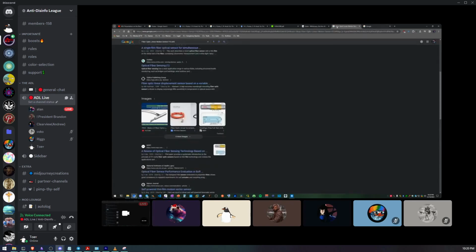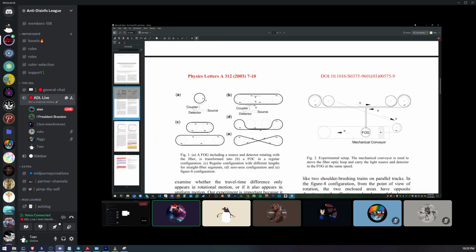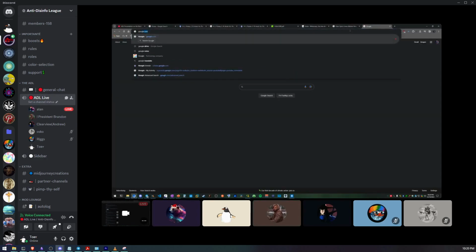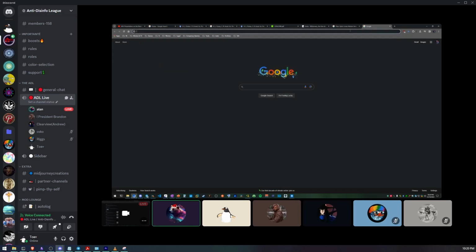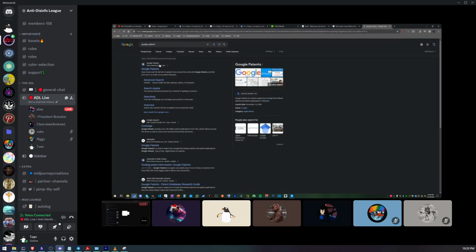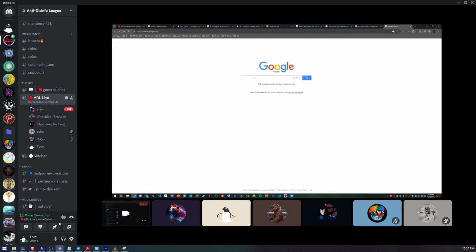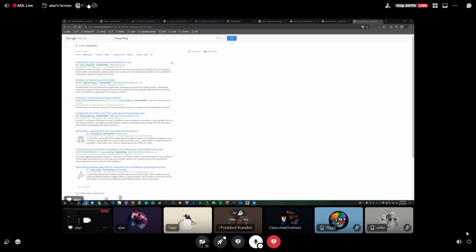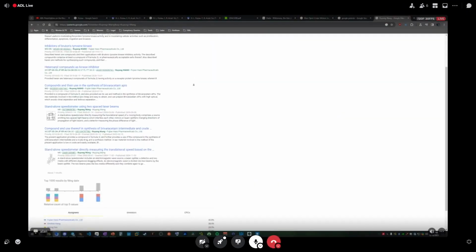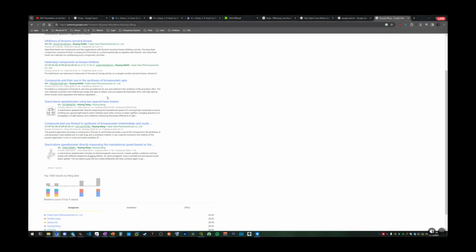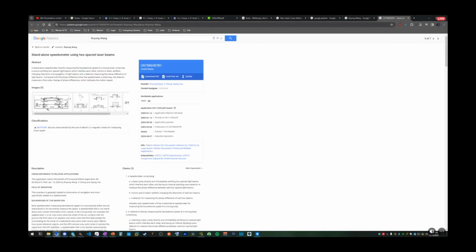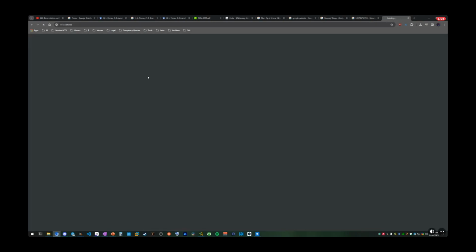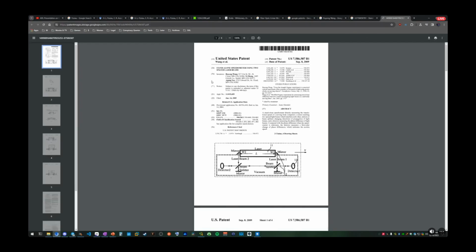Dude, check this out. Your boy Wang's got patents, bro. Hold on. What's Google Patents? I have no idea. A speedometer using two spaced laser beams. Huh, a speedometer, dude. Wait, okay, we can look right here.